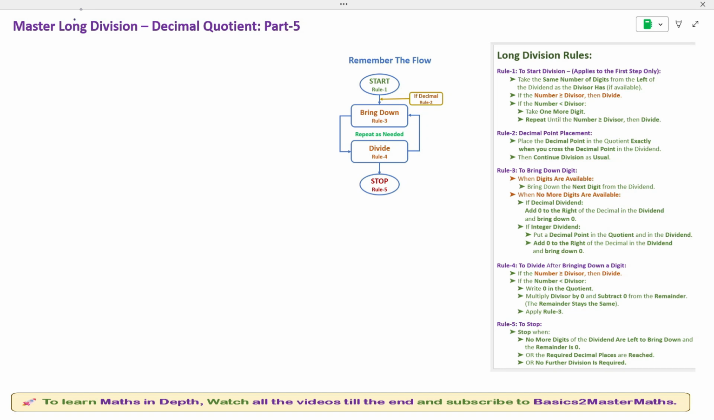Let us learn how to continue long division to get decimal quotient. Please follow the below rules so that you do not make any mistakes. Let us solve 41 divided by 8 by applying the rules.